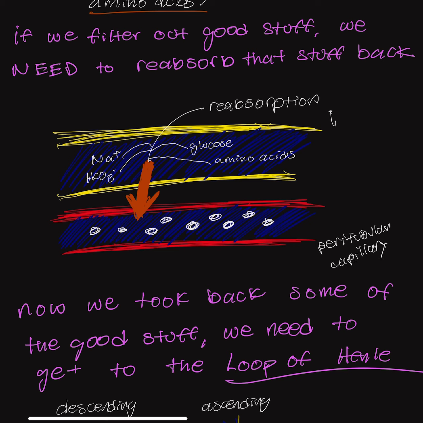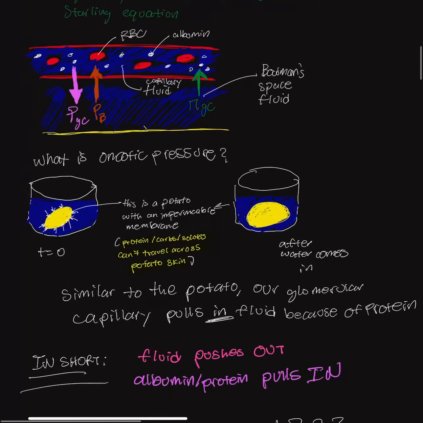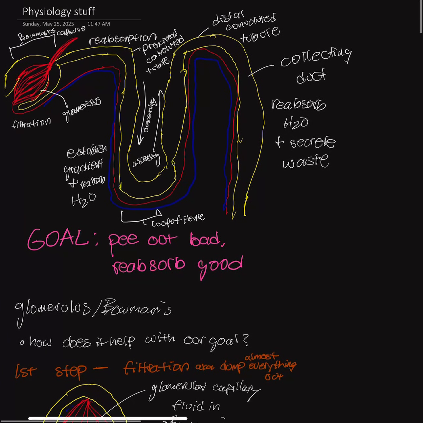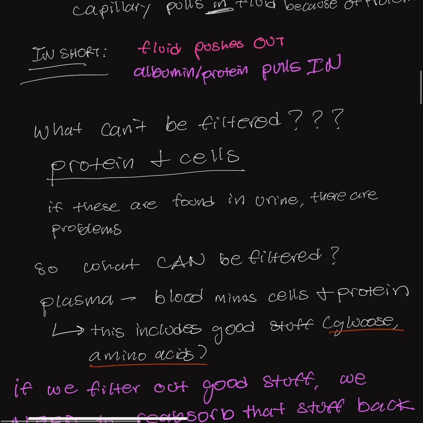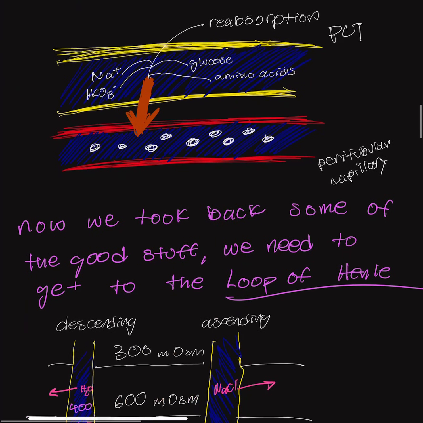And this right here is our PCT. So I'm going to go back up. This is going to be pretty fast. Our PCT is the first part we get to out of Bowman's capsule. So the goal right there is to reabsorb the good stuff.